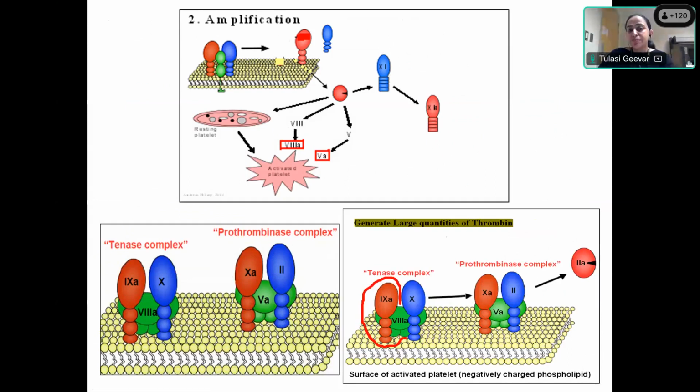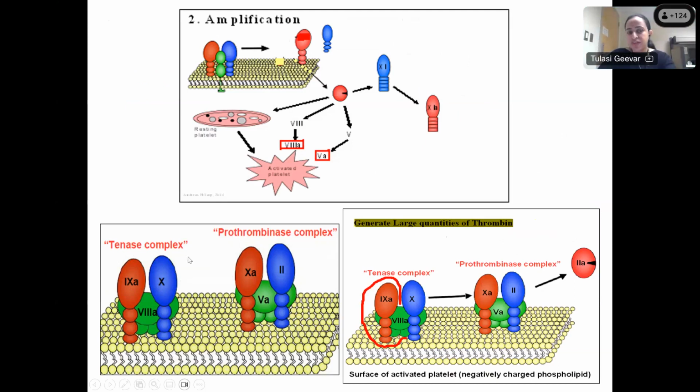Now, this is a very important step. As a result, it leads to the formation of 2 important complexes. The 10A'ase complex, as the name indicates, causes activation of 10 to 10A, and it is formed by the activated factor 8 and the activated factor 9, which was activated in the initiation step, if you remember, and this in turn can convert 10 to 10A.